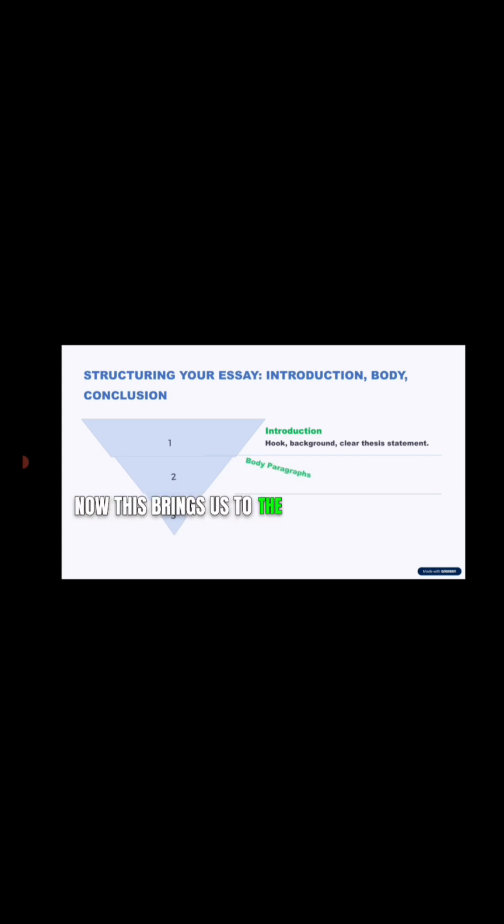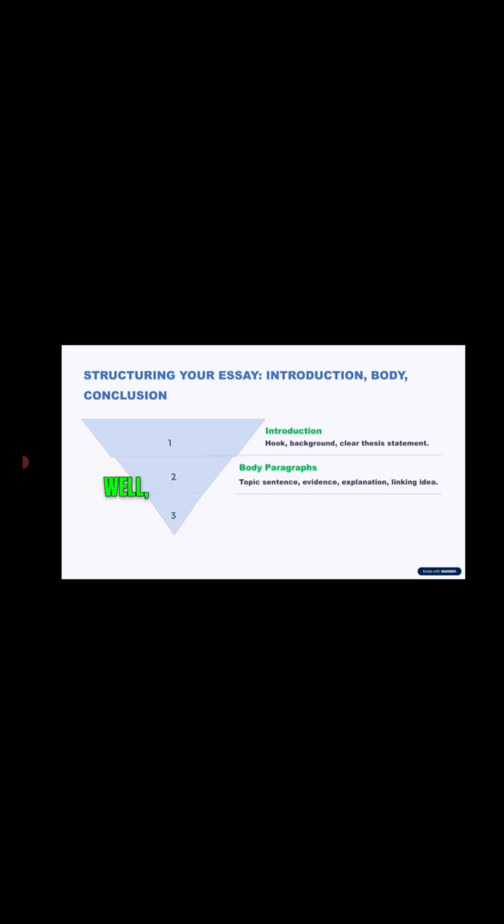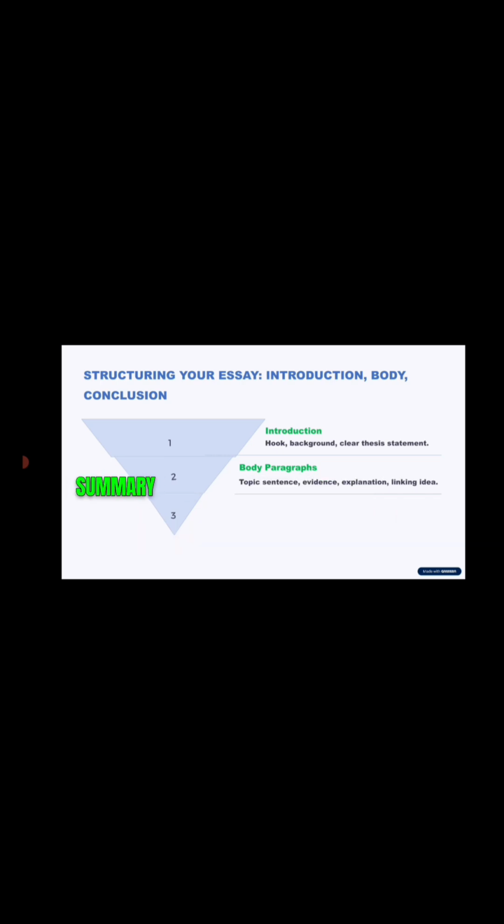Now, this brings us to the body paragraphs, and your body paragraph should contain the topic sentence, evidence, explanation, and linking idea. Well, the topic sentence is the first sentence in most cases that will state a summary of everything you want to say in that paragraph. Now, for you to actually discuss your paragraphs well, you should have a clear outline. In other words, you should have the key points.